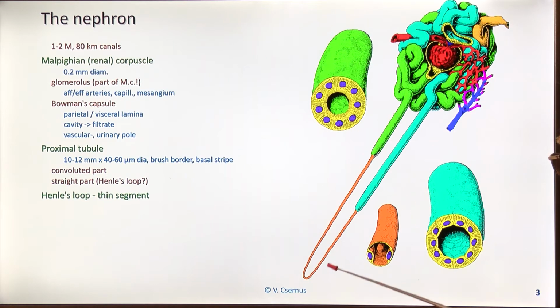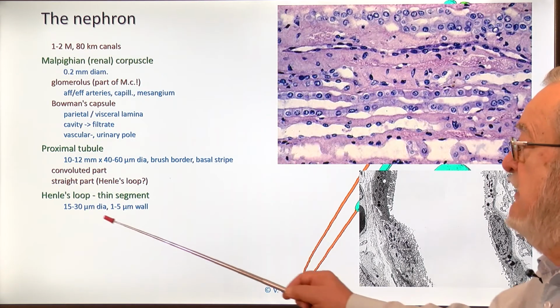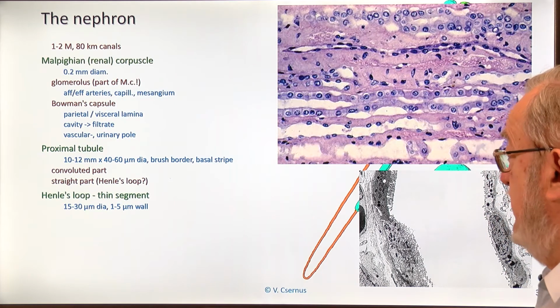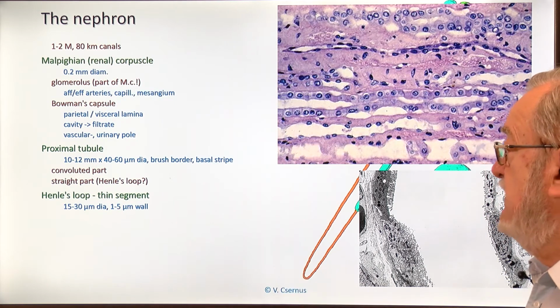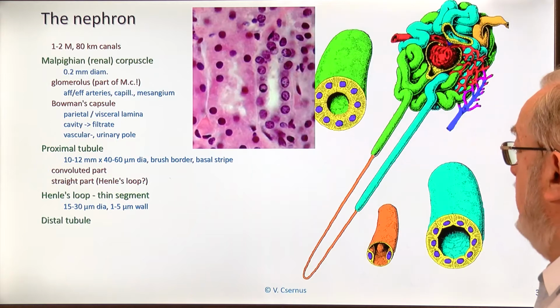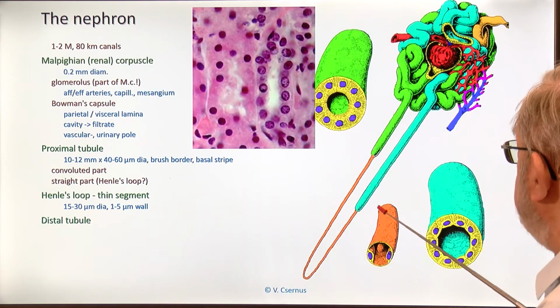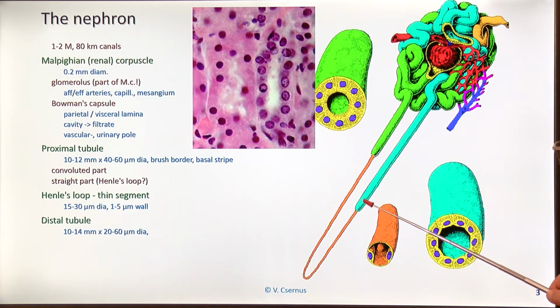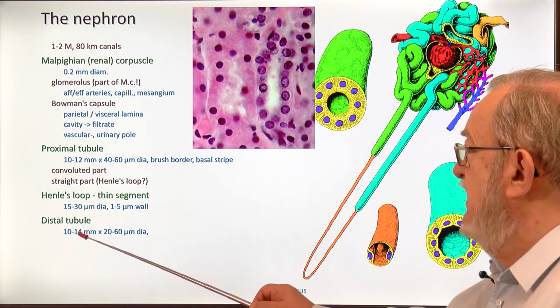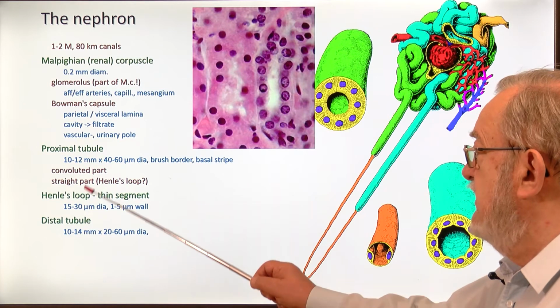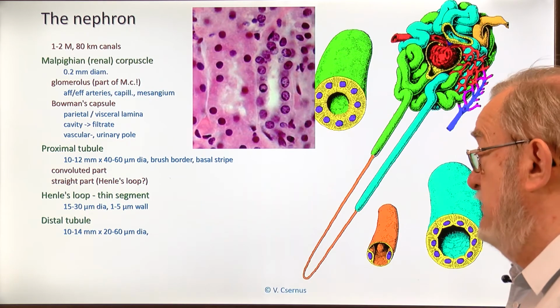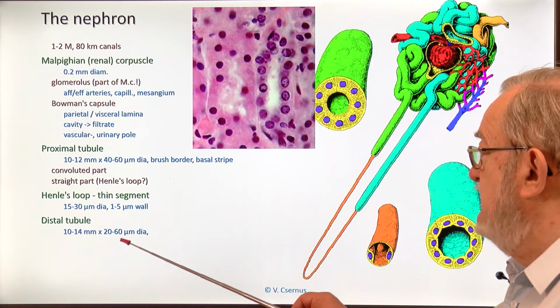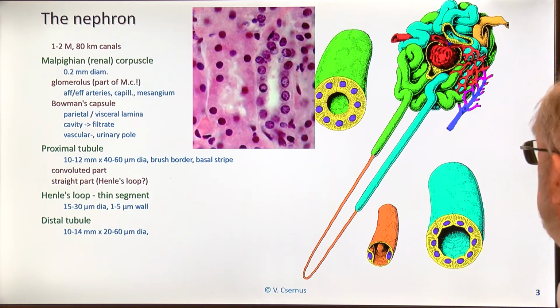The Henle loop, the real Henle loop, this thin segment, consists of a simple squamous epithelium, and this is about 13 to 15 micrometers in diameter, and it has a relatively thin 1 to 5 micrometer wall. Further details later on. The distal tubule, which is a continuation of the Henle loop, is about the same size, can be slightly longer than the proximal tubule, 10 to 14 micrometers, and approximately similar in diameter.